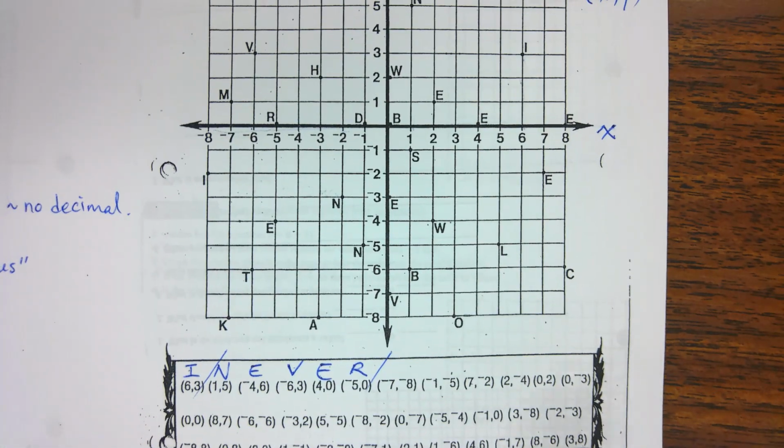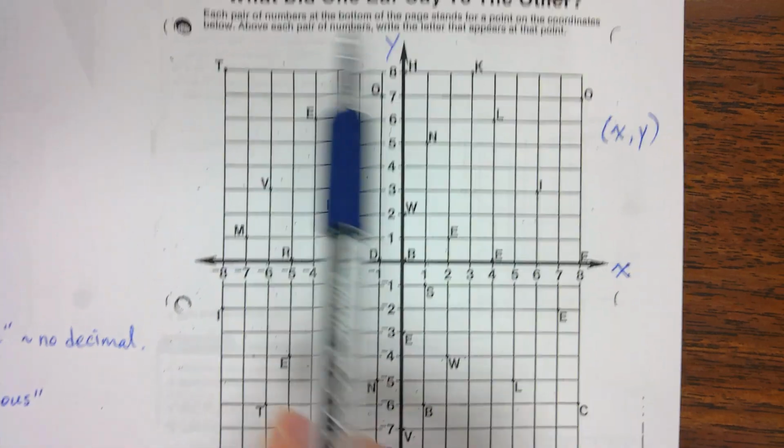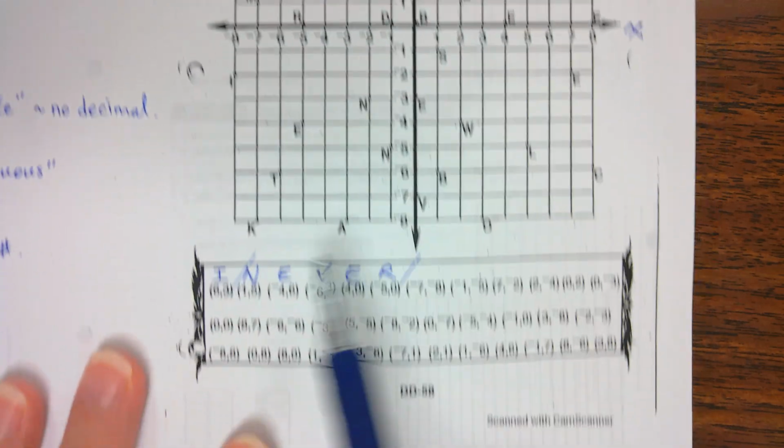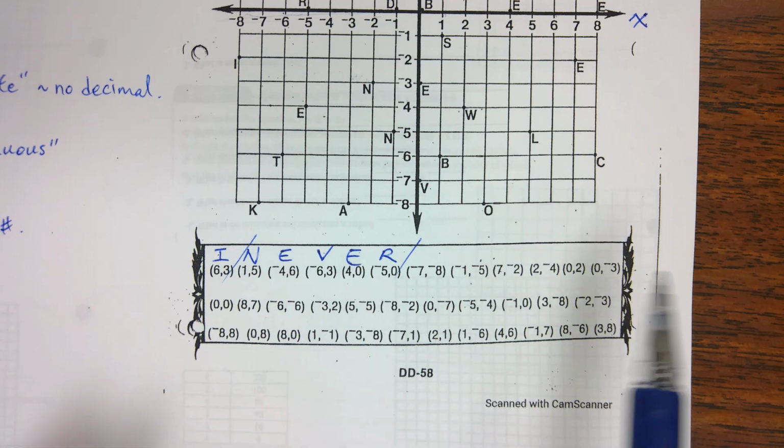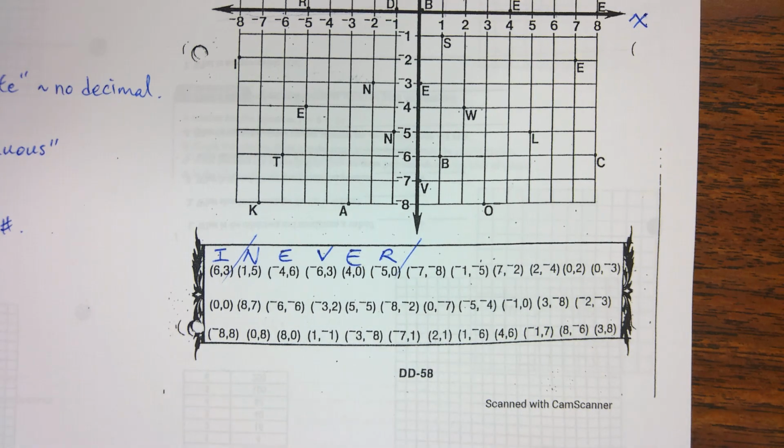So try to take 2 minutes to figure out the secret message. What did one year say to the other? I never. I never knew. The next is KNEW. Okay, let's not spoil it for the others. Let them try it. Okay, take 2 minutes. Try to solve this puzzle.